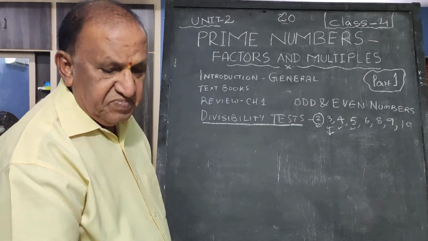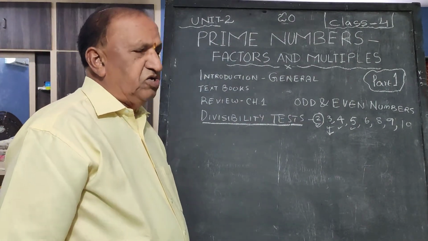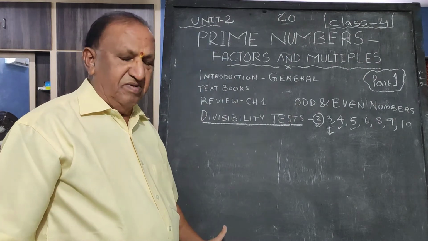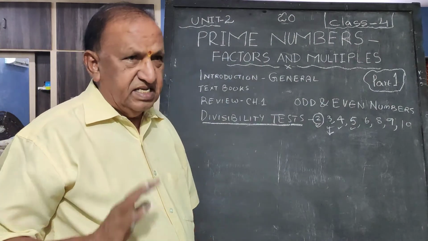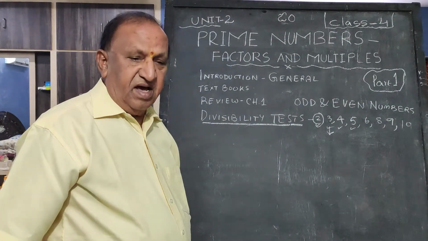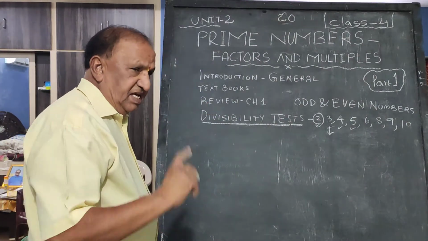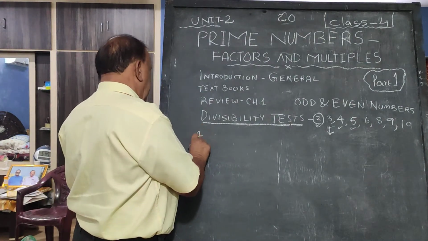So if you want to find out whether a given number is divisible by 9 or not, or 3 or not, all you have to do is simply add all the digits and see if the total is divisible by 3 or 9. Okay? Now the next one is about 4.